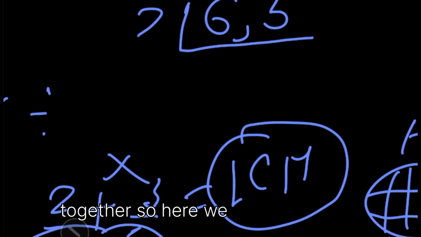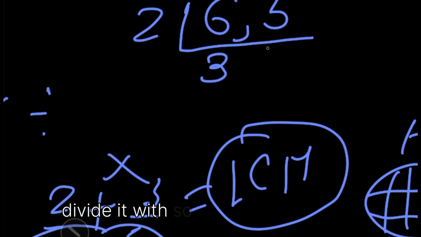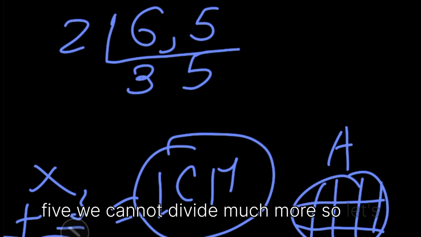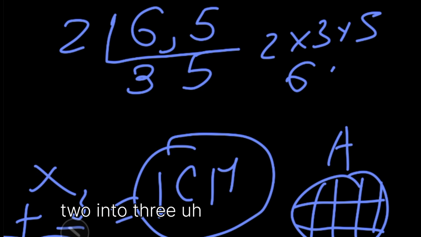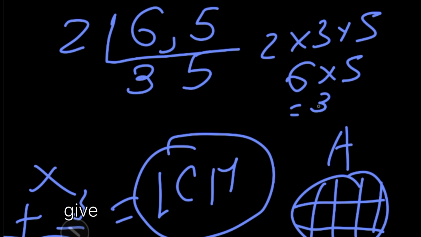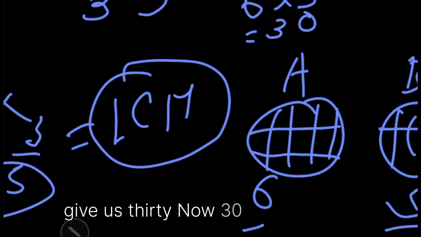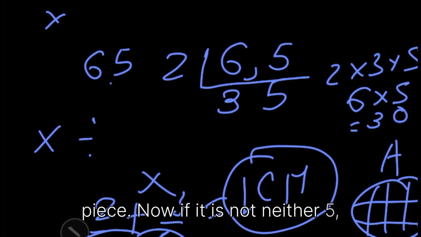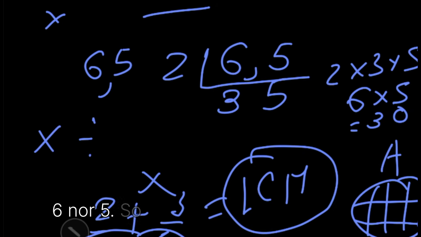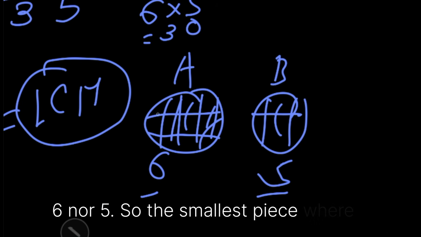So here 1 and 2 we can divide it with. 2 threes are 6, 2 fives we cannot divide much more. So let's multiply them: 2 into 3 into 5. 2 into 3 is 6, 6 into 5 gives us 30. Now 30 is the smaller piece, neither 6 nor 5. So the smallest piece where A and B would be equal is cutting it into 30 pieces.